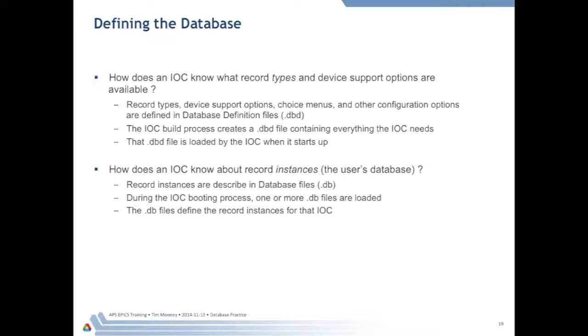And an MBBO also has a way of selecting one of its input values, or a value to write to. So I'm starting to get toward your question here. How does an IOC find out what record types exist?